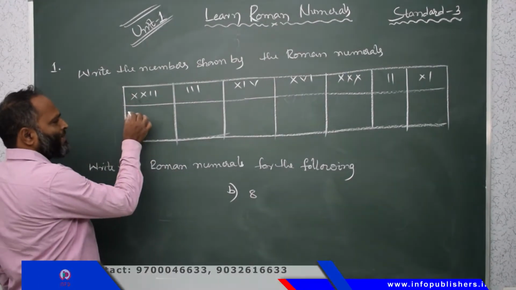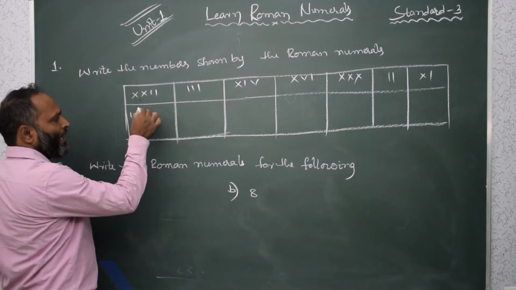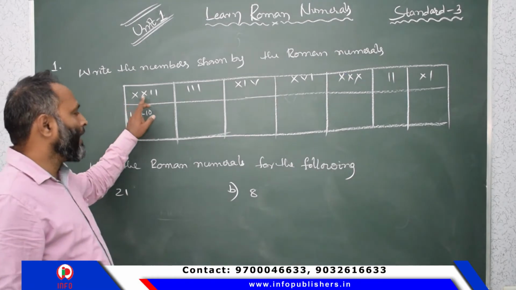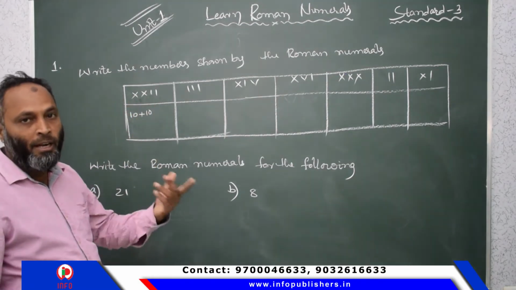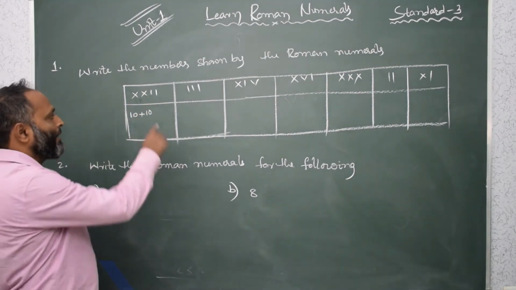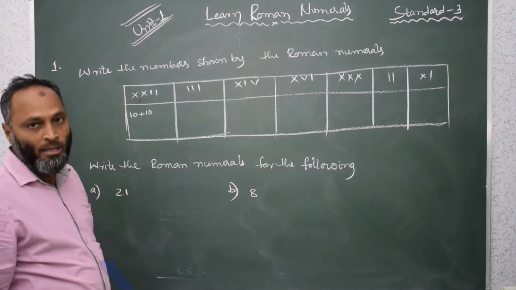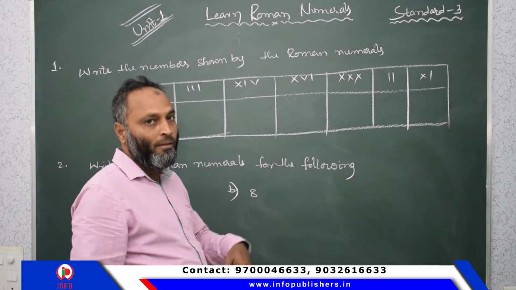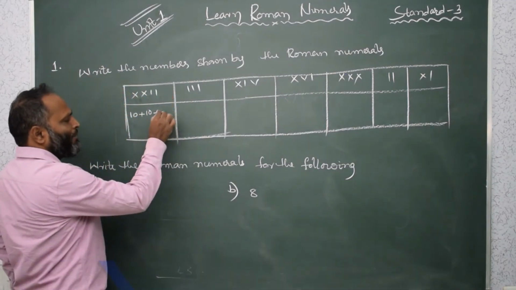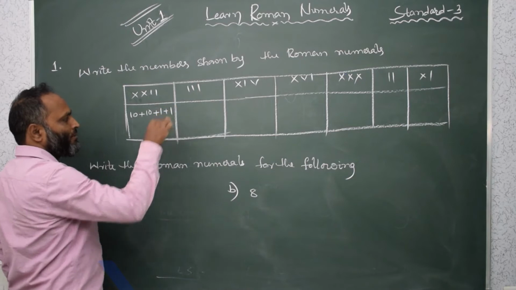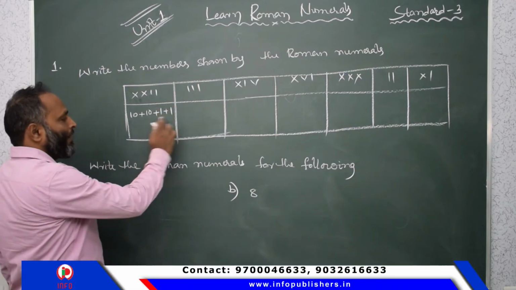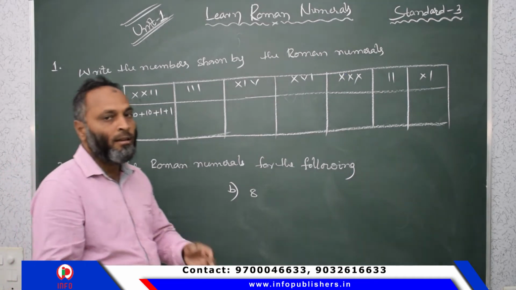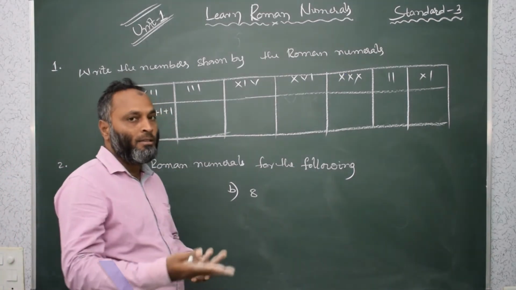So here X means 10 and again X means 10. Here we are adding. Why are we adding? Here X and X repeat, and whenever it repeats we have to add. And again these are the small Roman numerals. When small Roman numerals are on the right side, again we have to add. I means 1, again I means 1. Then we have to add all here. Why? Because it is repeated, and again small Roman numerals are on the right side and that also repeated.